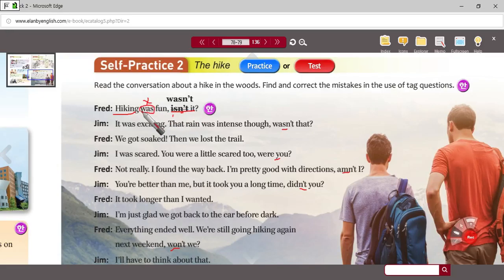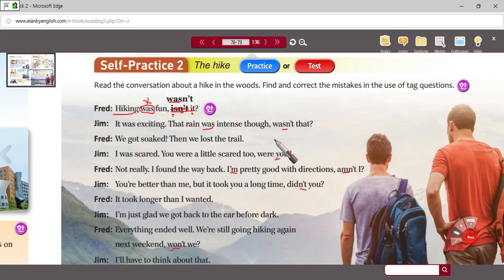Was is the past tense of is. So you don't change the tense. Fred was talking about the past. We don't change it to the present in the tag. So the correct answer is not "isn't," but "wasn't." So again, be verb, negative, subject pronoun is correct. The tense was incorrect. So sometimes they're using the past tense, and sometimes they are not.